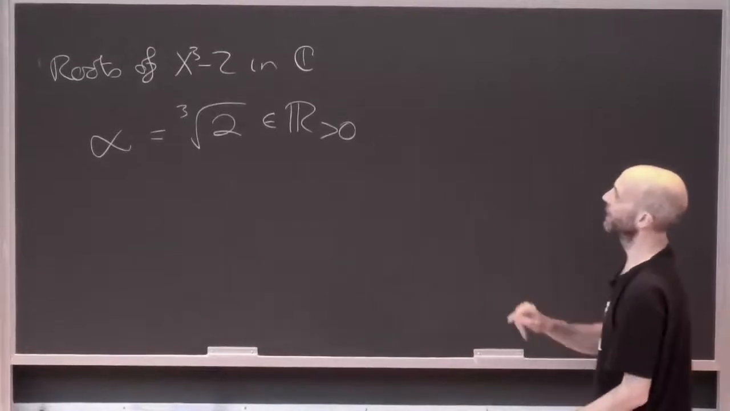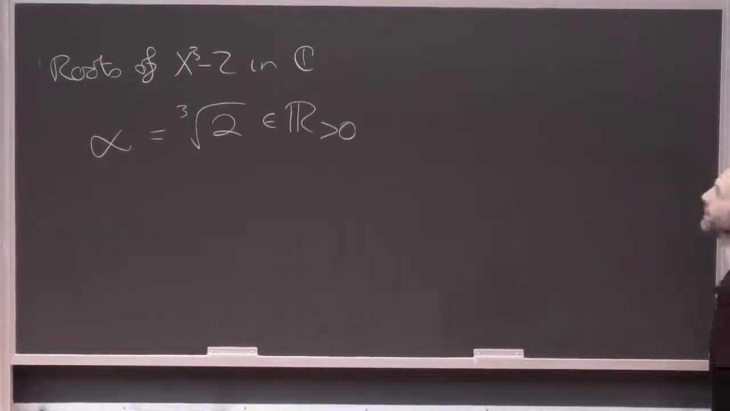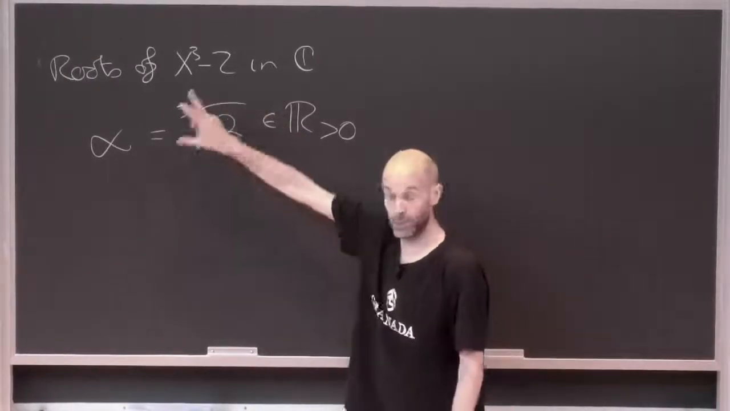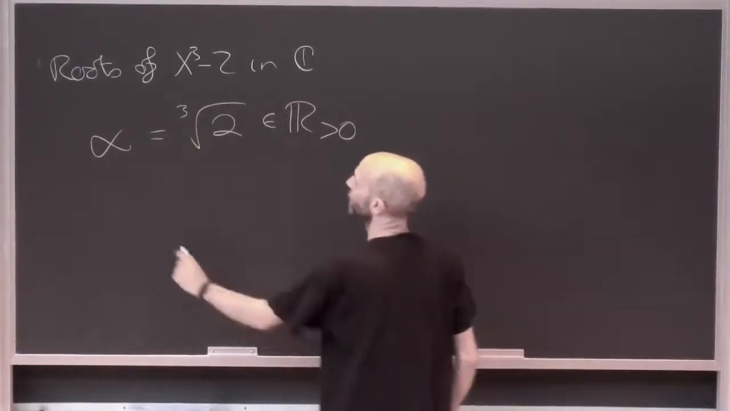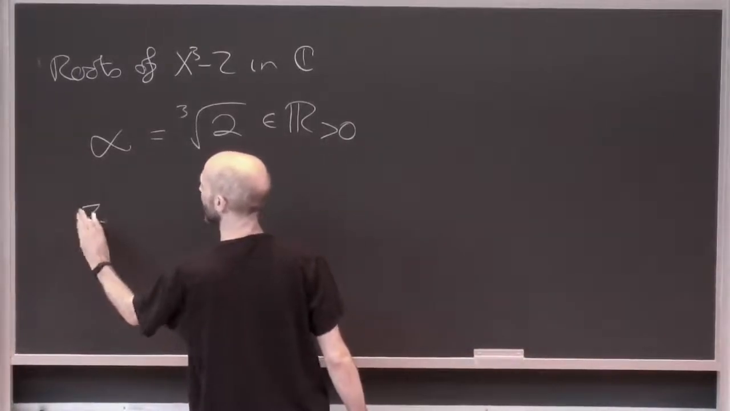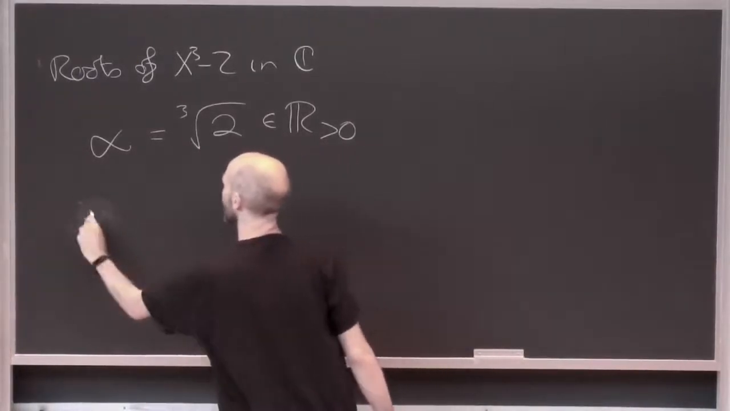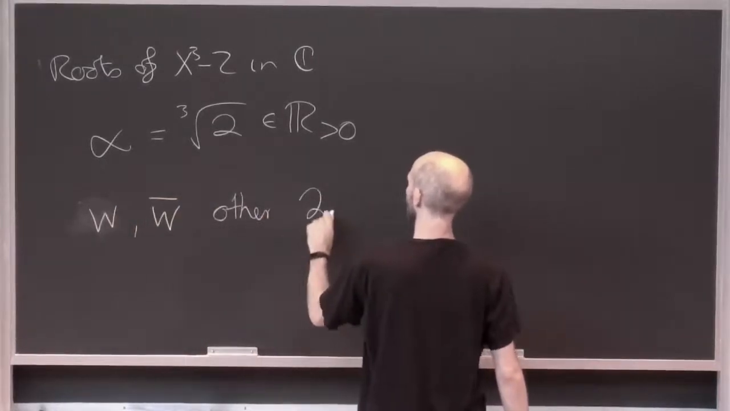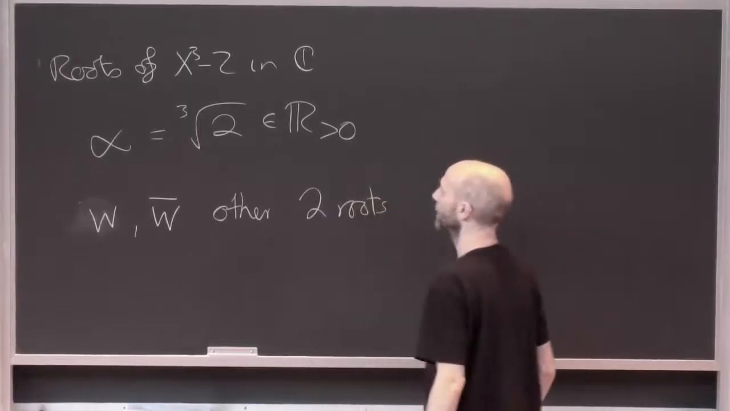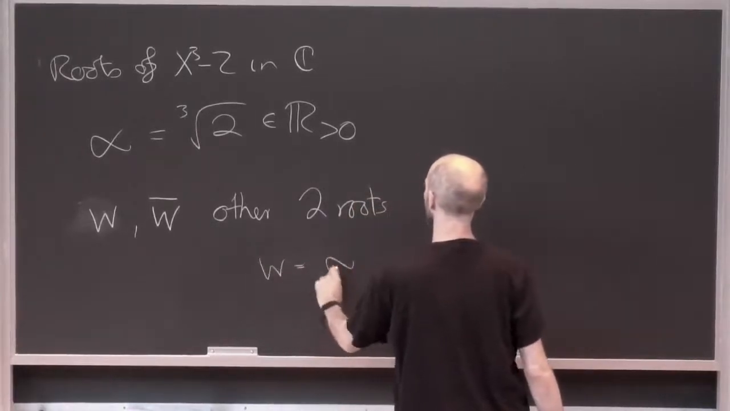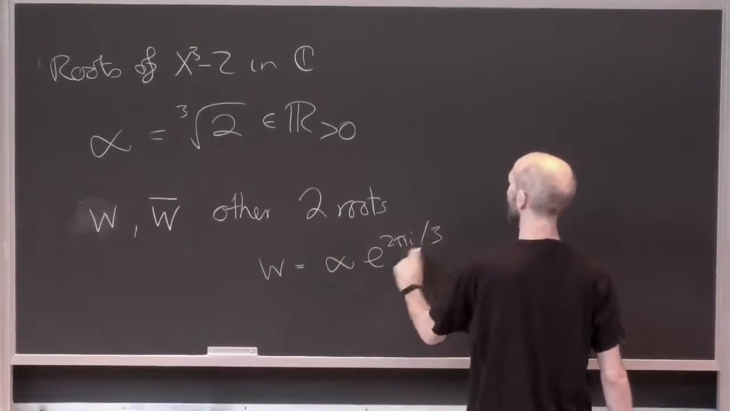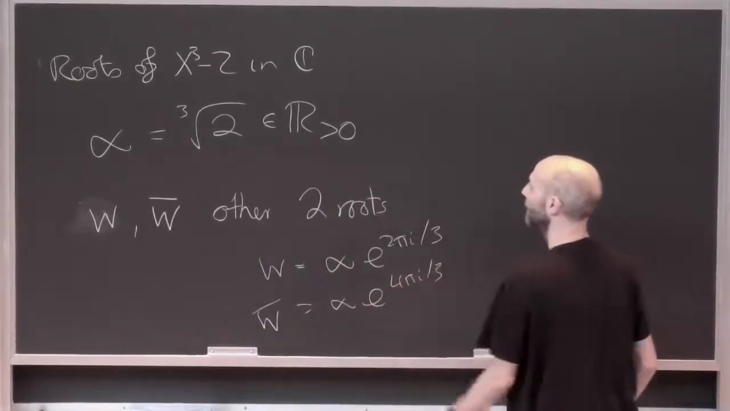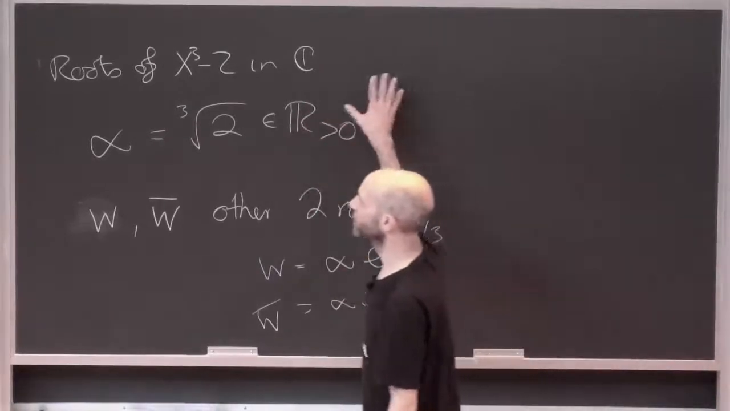And then there's two more, right? There's alpha times omega and alpha times omega squared. There's three cube roots of 2, and 2 of them are complex, and they are complex conjugates. So let me call them w and w bar, the other 2 roots. W is alpha times e to the 2 pi i over 3, and w bar is alpha times e to the 4 pi i over 3. Okay? So those are my 3 roots.